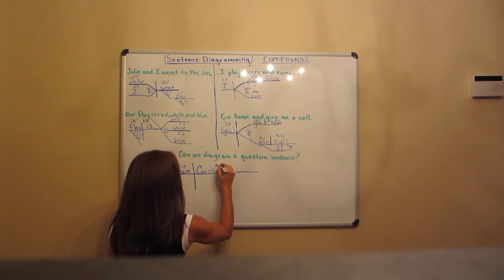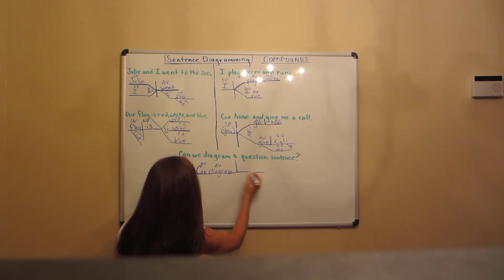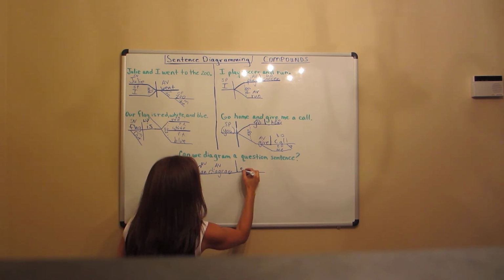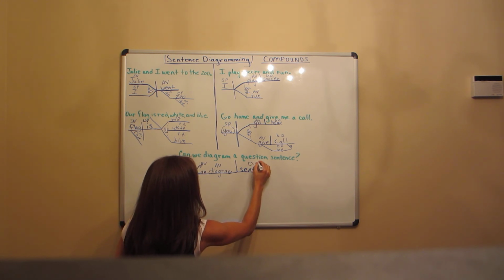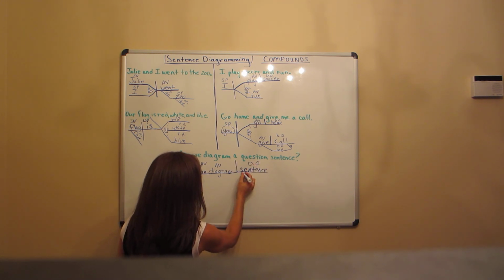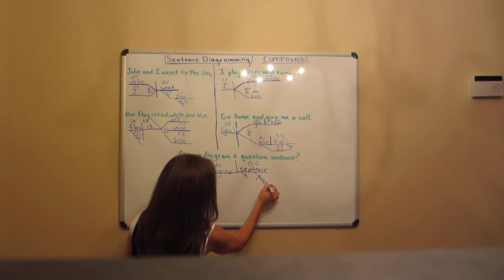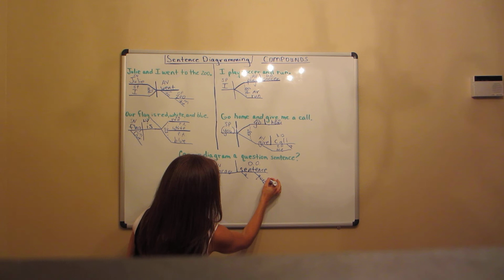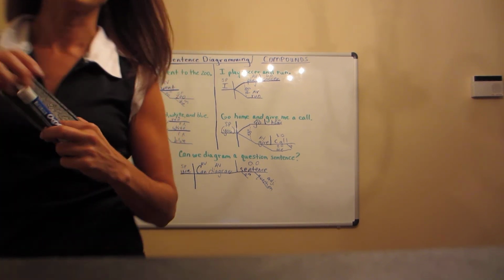Diagram is an action verb, can is a helping verb. Since it's an action verb, it has a straight line with a direct object. What can we diagram? We can diagram sentence. Sentence is your direct object, and a and question are your modifiers. You can put modifier, you can put adjective, and that is your lesson for today. Thank you.